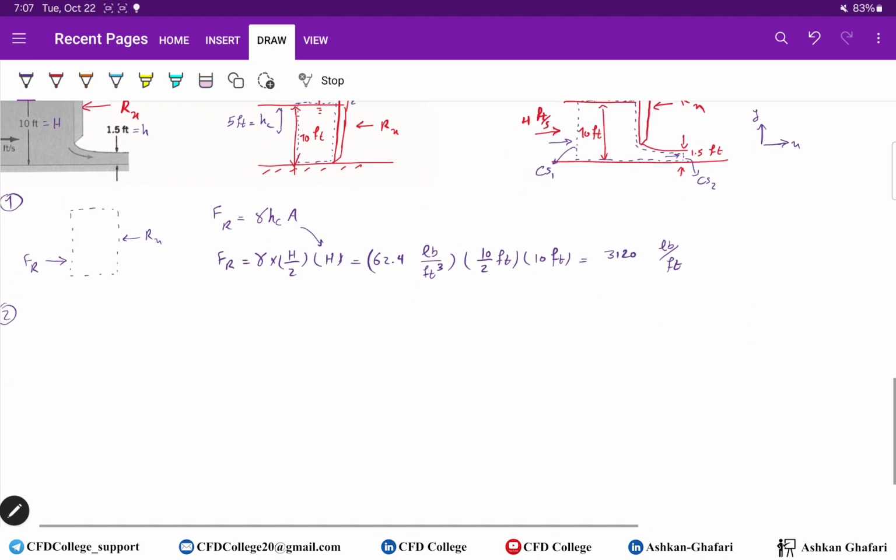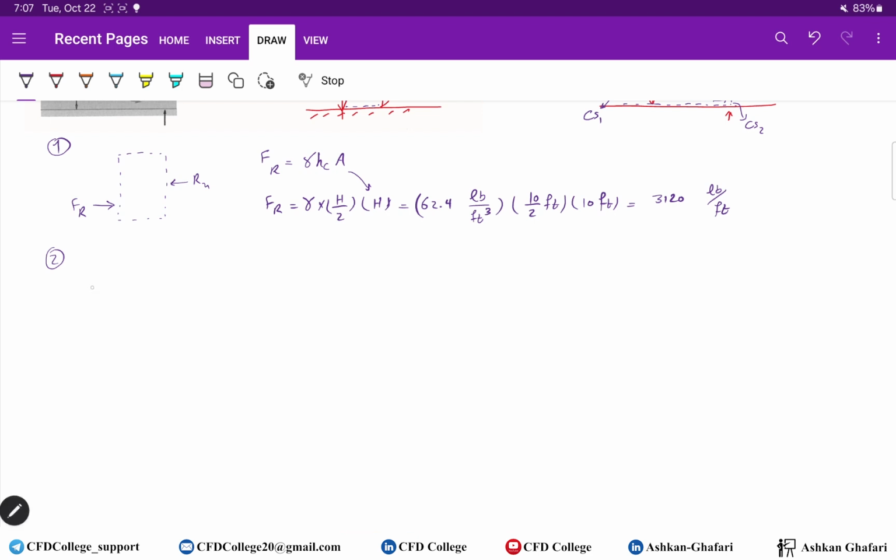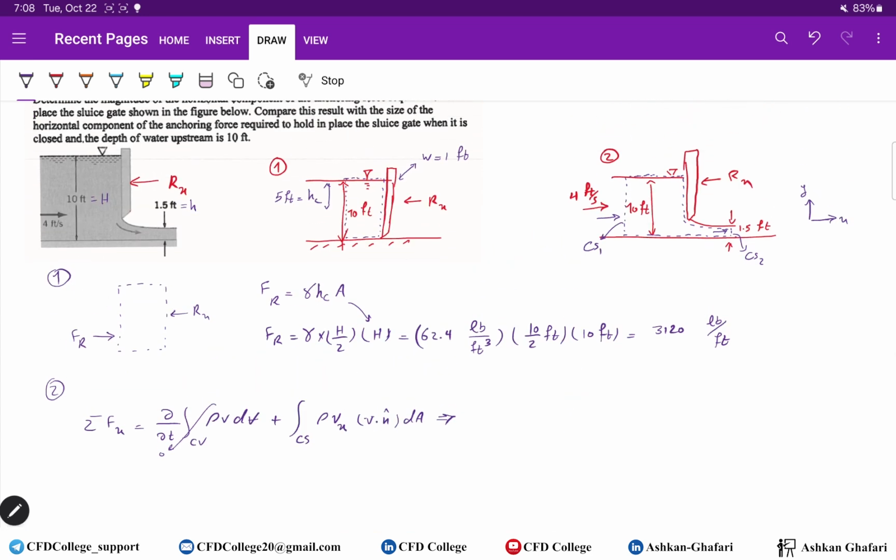So for the second situation, the summation of forces in x direction equals the change of momentum inside the control volume, rho v dv, which is always 0 since we are working in a steady state in this course, plus the exchange of momentum through control surfaces, rho vx v dot n dA. So let's see what we have.